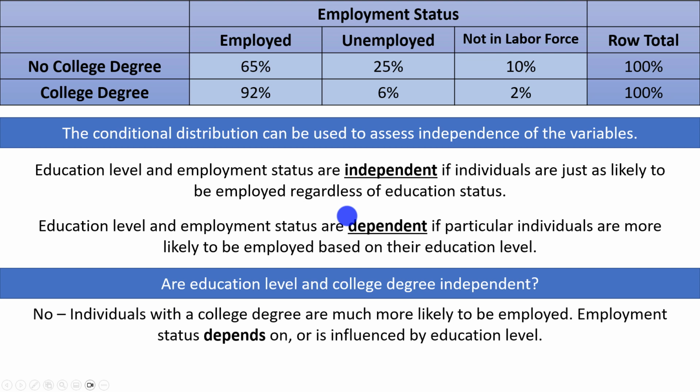So are the variables independent? No. Individuals with a college degree are much more likely to be employed. Employment status depends on or is influenced by education level.